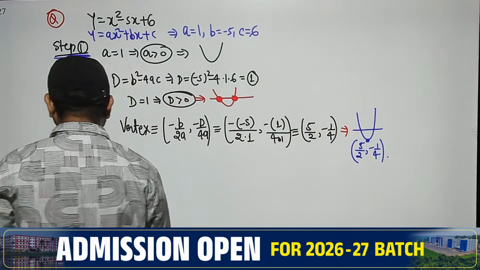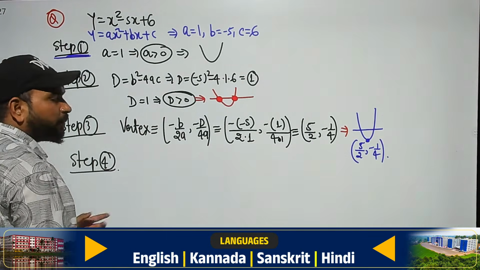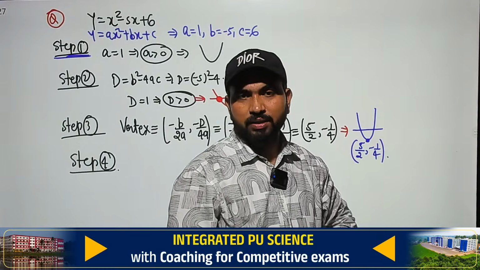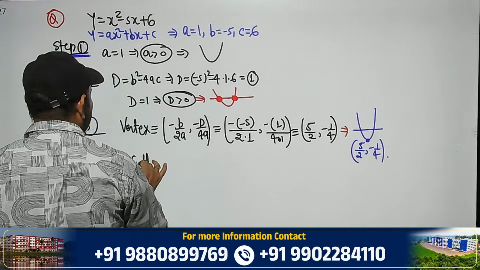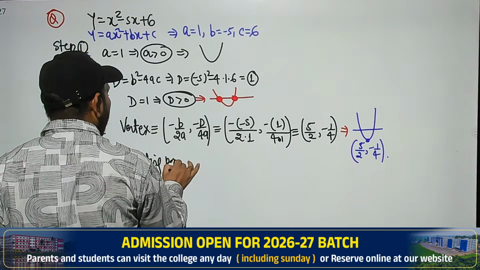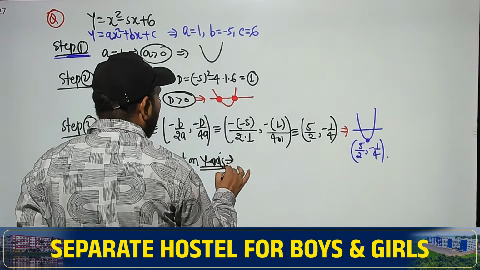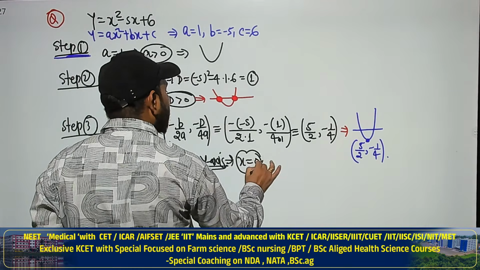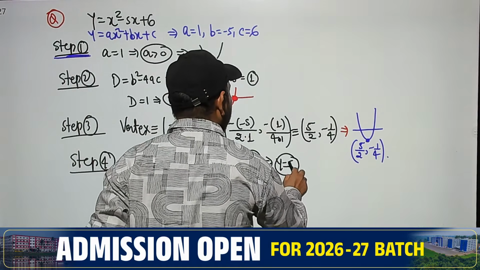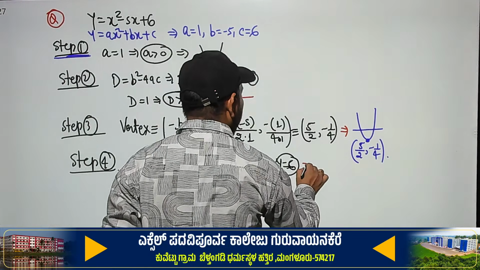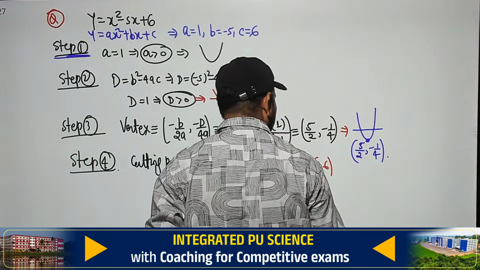Next step is step number 4. After finding the vertex, the cutting point on the y-axis. Cutting point on the y-axis means x is equal to 0. Put x equal to 0 here, then what value is coming? Y is equal to 6. It means our point is 0, 6. It means our graph is this.